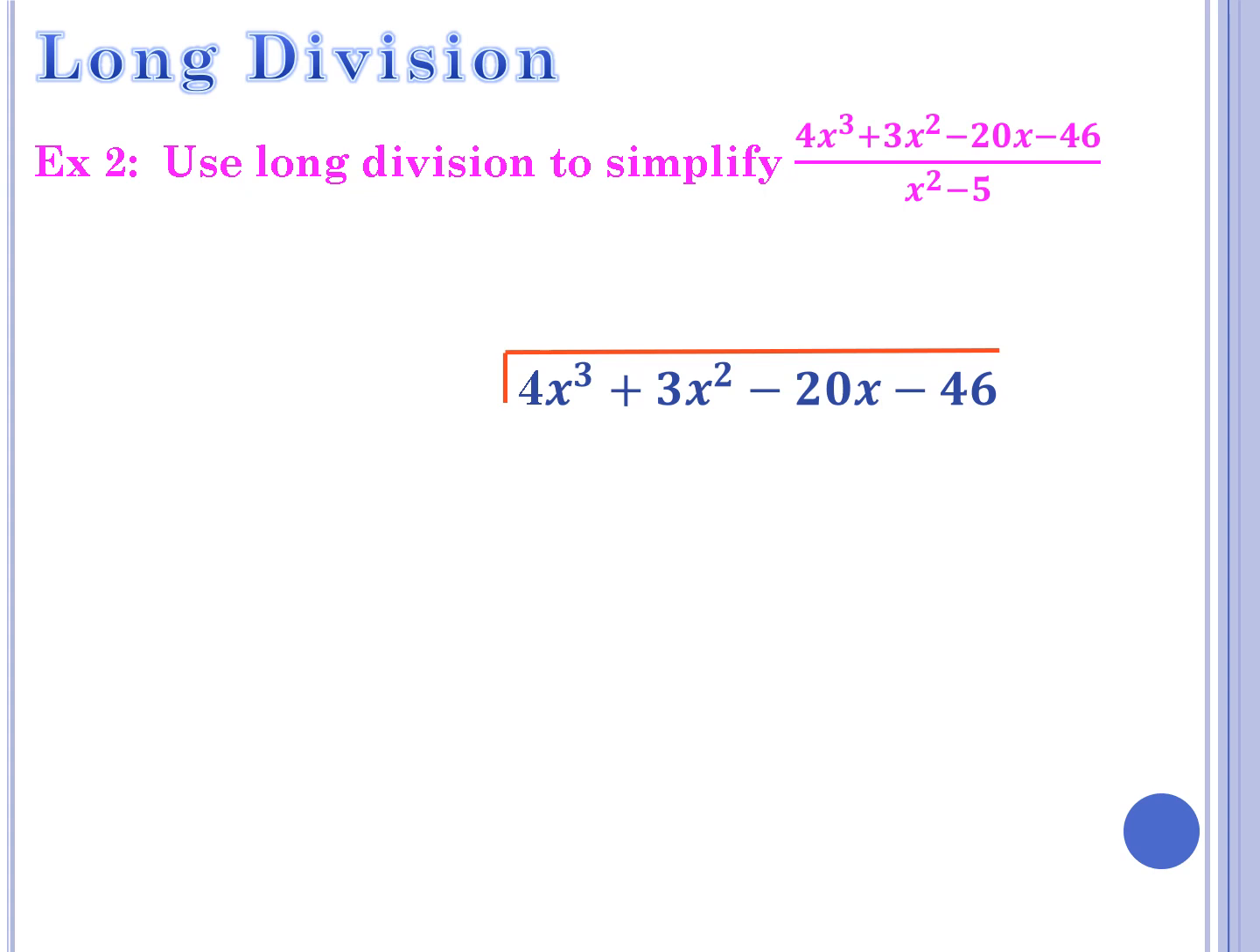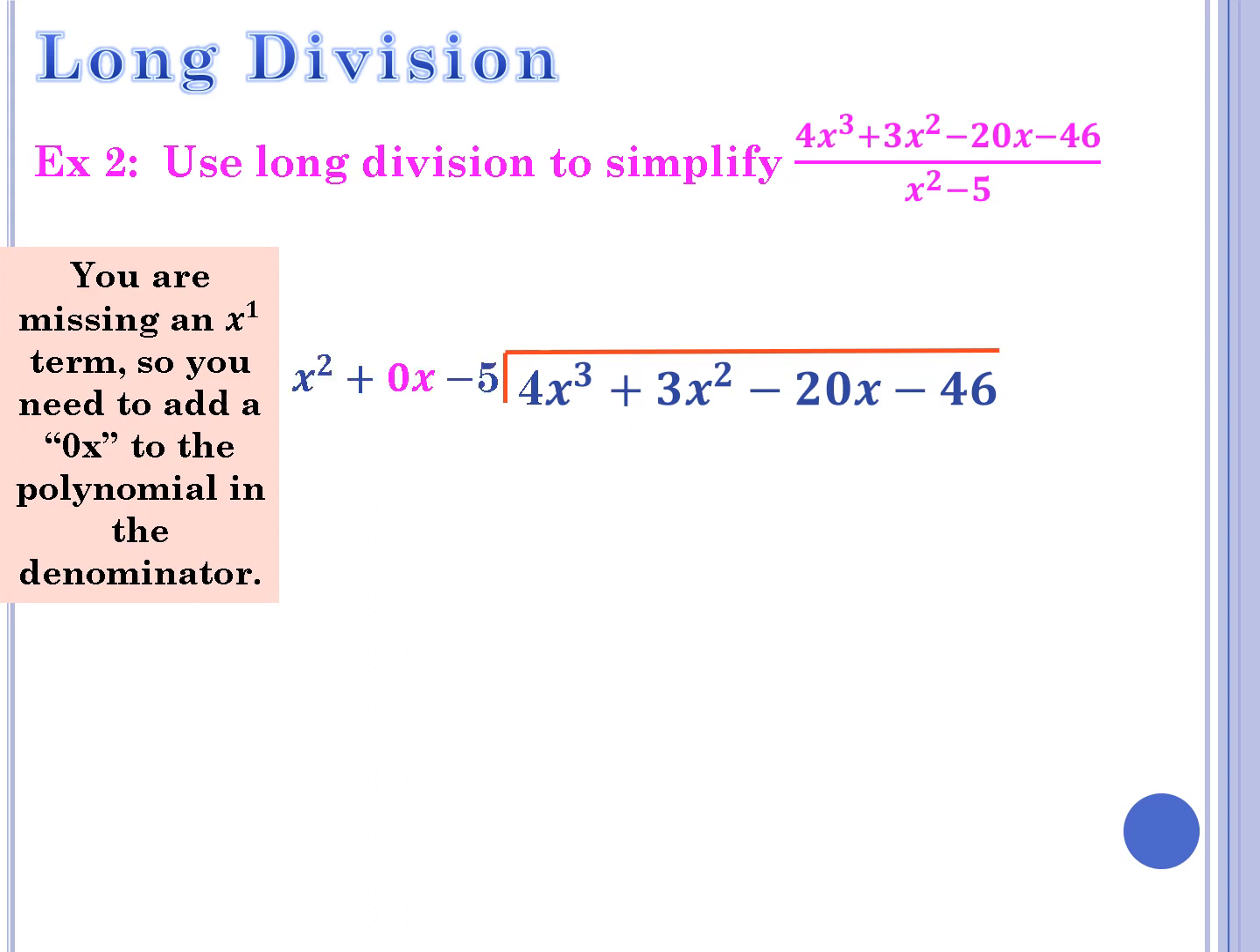However, look at the divisor. Look at that denominator: x squared and then 5. Well, we're missing the x term again, so we have to put in a 0 term. You've got to put in the 0 term. So now I have 2, 1, and 5. Even though that one is 0, at least I have a placeholder. So now I'm ready to start.